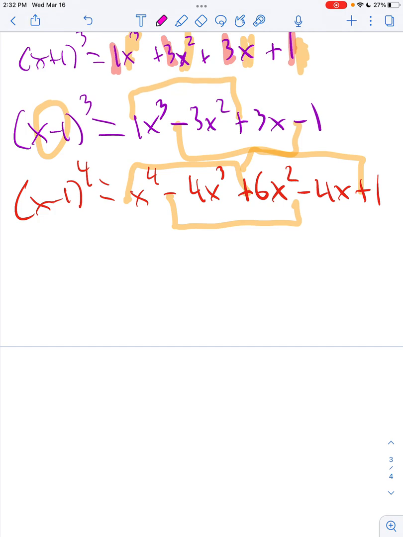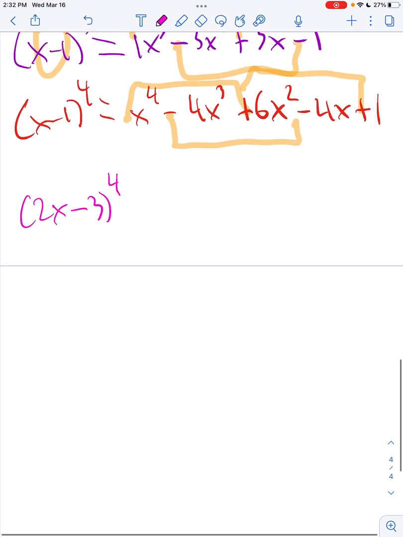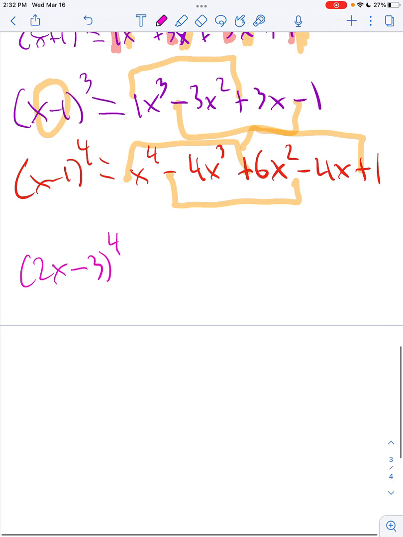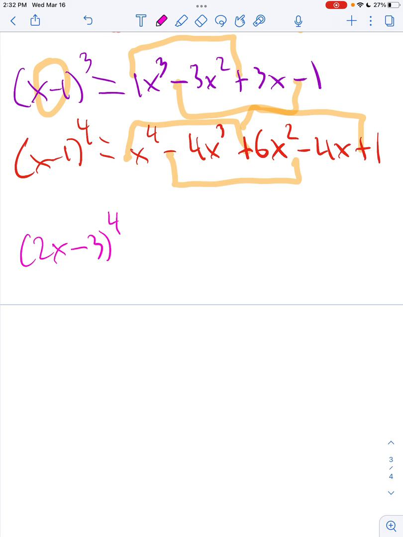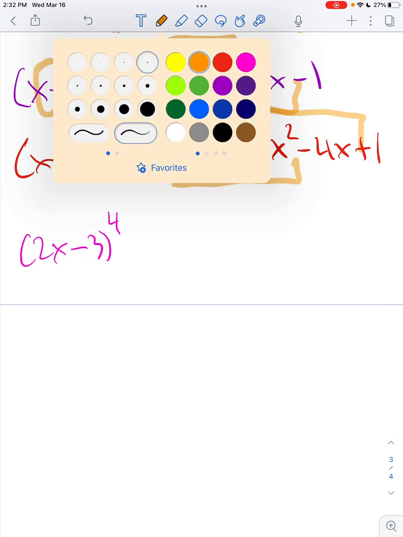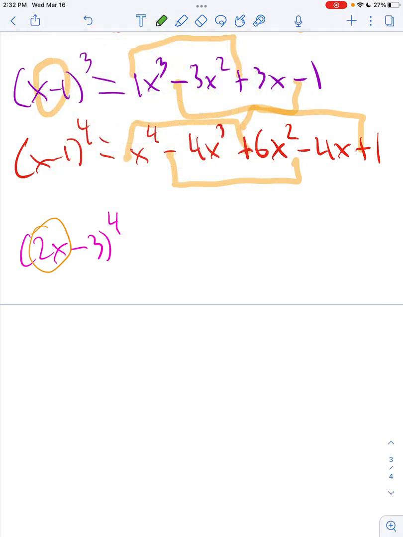Expanding a binomial expression, if you have some coefficients, it's going to be slightly different. So let's say that we have 2x minus 3 to the fourth, and we want to write this out. Again, I'm going to use Pascal's triangle, the fourth row, 1, 4, 6, 4, 1. This time I'm going to separate: one term is 2x, and the other term is 3.